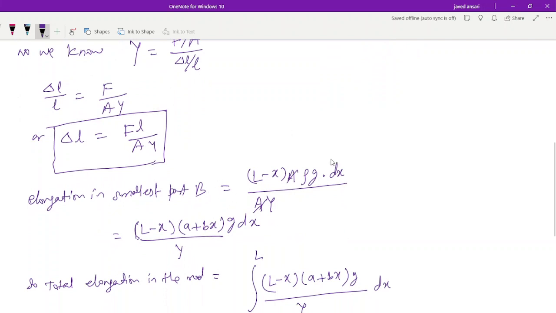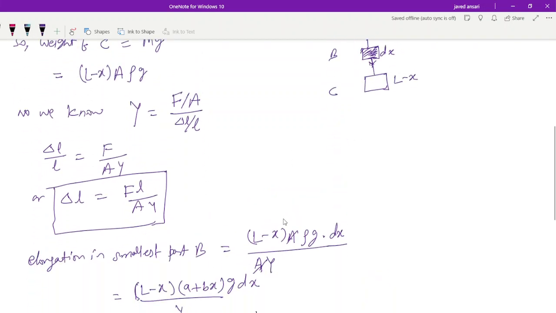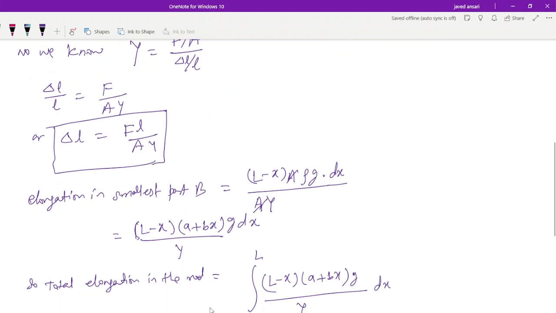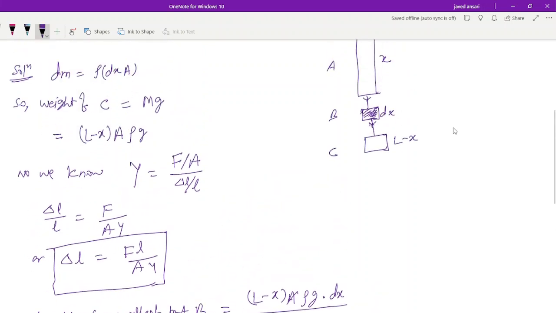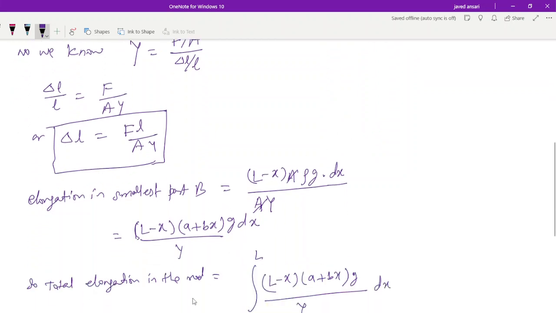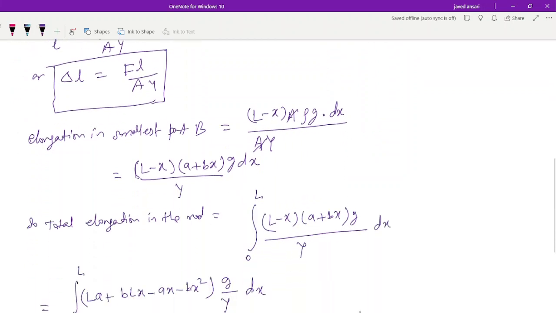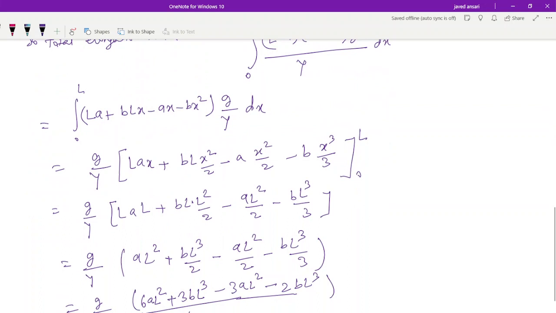If you try to take this smaller element dx, we just put these values whatever we found earlier. So we found the elongation in this small portion of the rod dx. And now that we found the elongation in this small portion, we integrated this from 0 to L, and that way we got this answer.